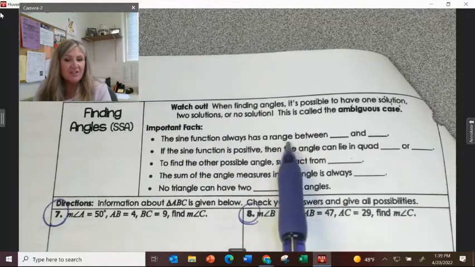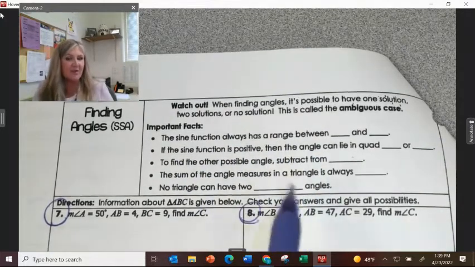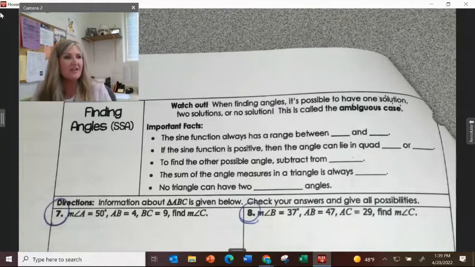The sine function always has answers between what and what? I want you to think of the unit circle. What is the smallest answer we can get for sine on the unit circle?